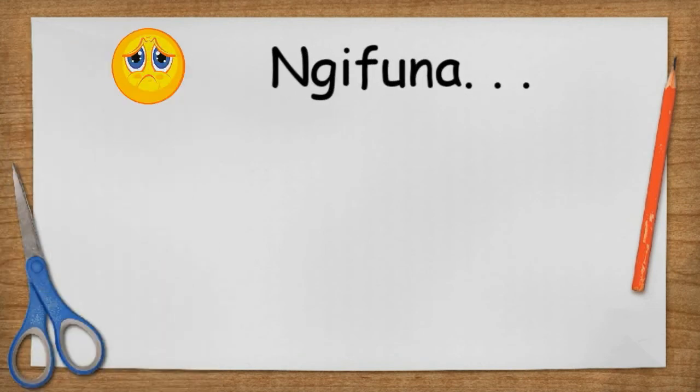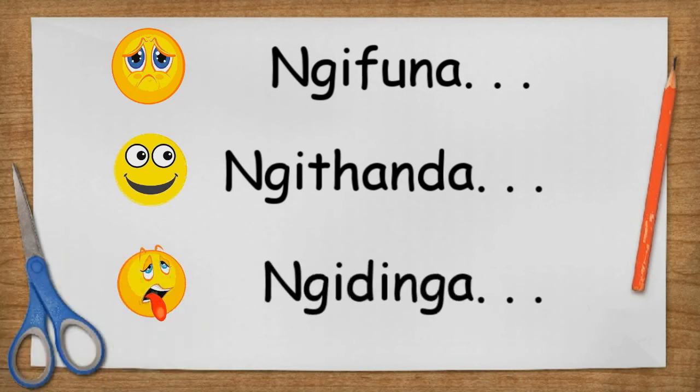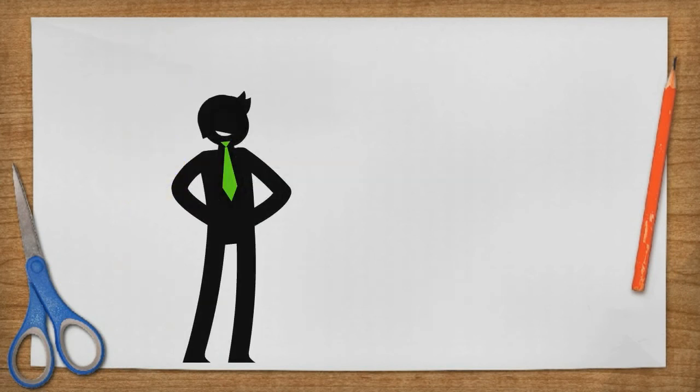So to say I want, we say ngifuna. And to say I like, we say ngithanda. And to say I need, we say ngidinga. And now you can use these verbs to build sentences.